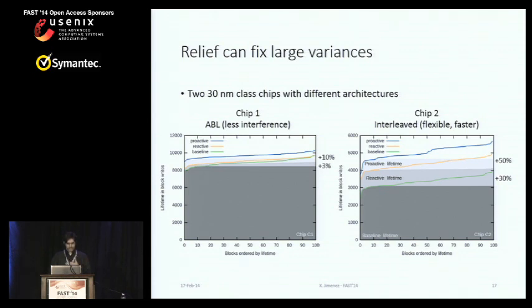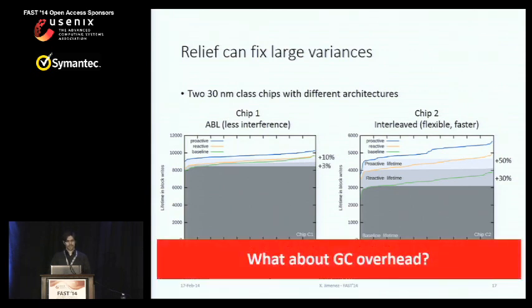So in summary, this shows that relief can fix large variances. But now, what about the garbage collection overhead that is not evaluated here in this simple model?